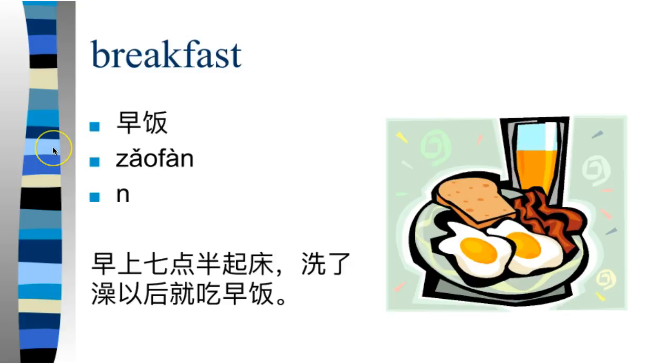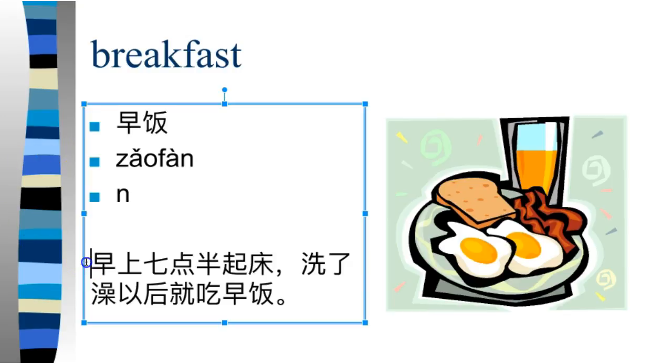早饭 breakfast, 早饭。These are all things that we do in the morning, and we can combine all of these words in this very nice sentence. 早上7点半起床. At 7:30 in the morning, I get up out of bed. 洗了澡以后就吃早饭. After I take a shower, then I eat breakfast.